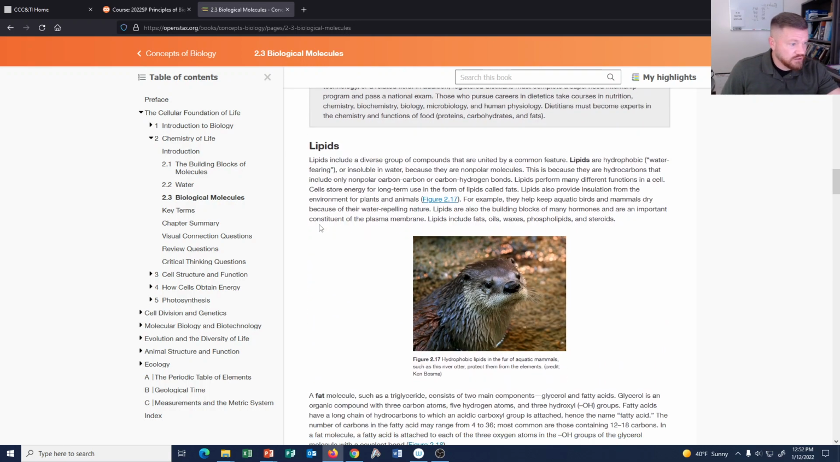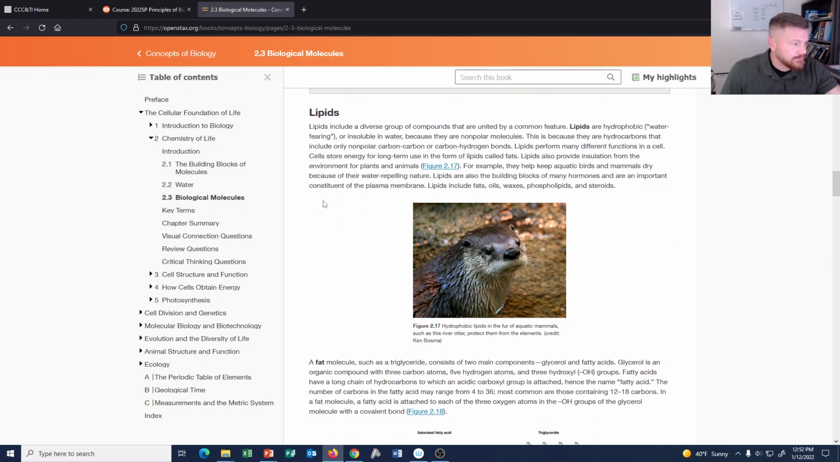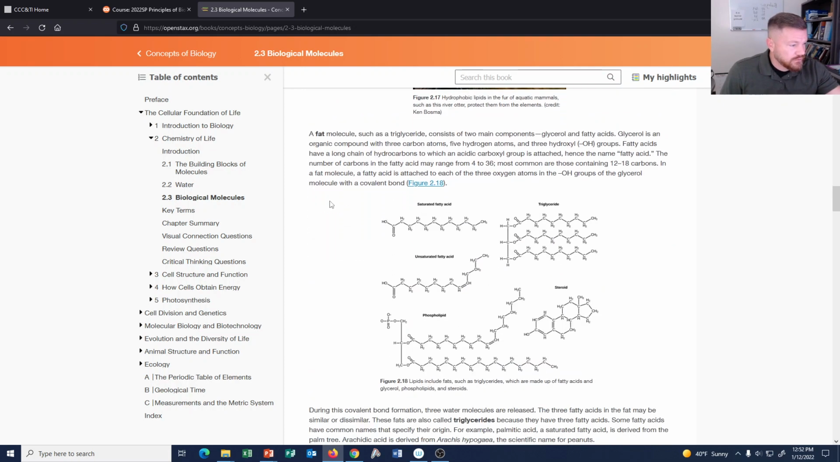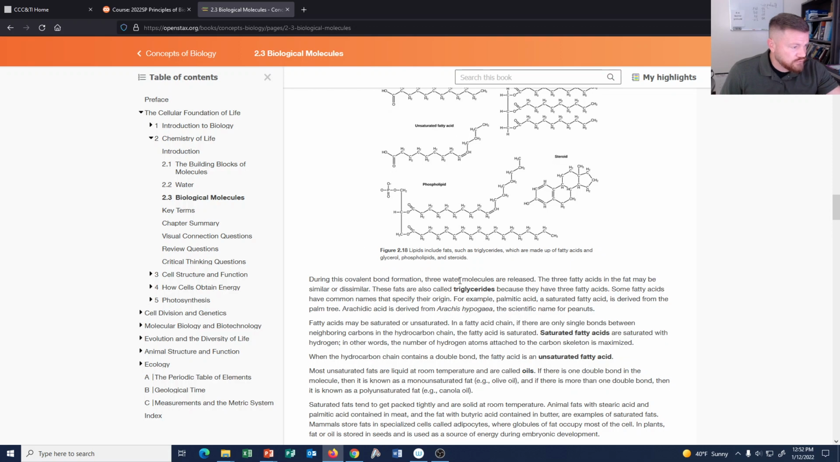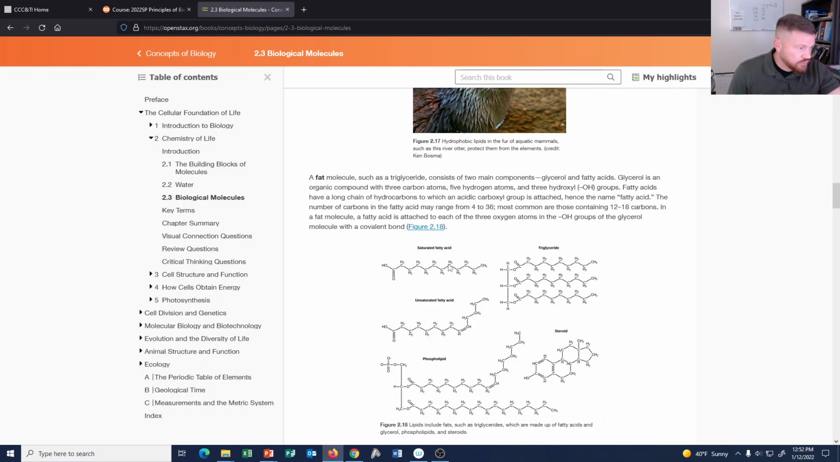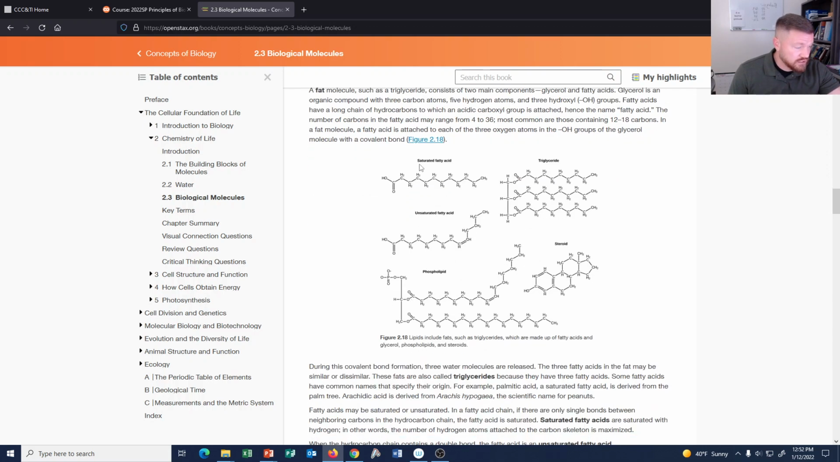Lipids is the other. So lipids are fats, oils, and waxes. One of the major lipids would be triglycerides. They can be either saturated or unsaturated. The easiest way, if you're looking at one, it's saturated if it looks relatively straight. It's unsaturated if it has this double bond kink in it. And that's as far as I'll take that.